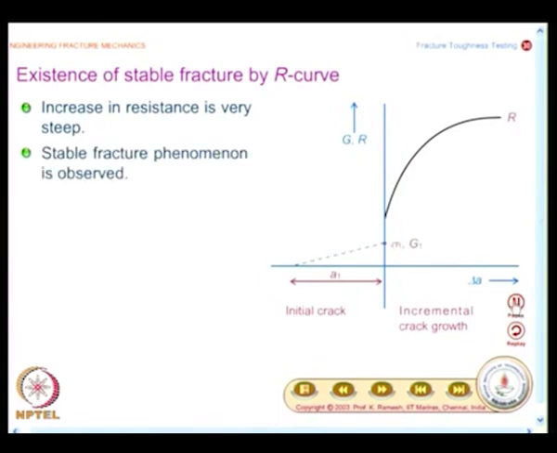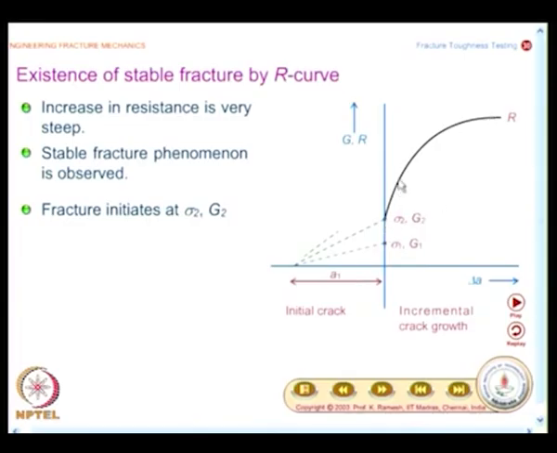Let us go back and recapitulate how stable fracture occurs in thin panels. I hope you remember this was discussed in the early part of the course. So, on the left hand side you have the length of the initial crack, on the right hand side you have the growth of the crack, delta A. On the y axis you plot the energies G as well as R, and you have an R curve in this shape.